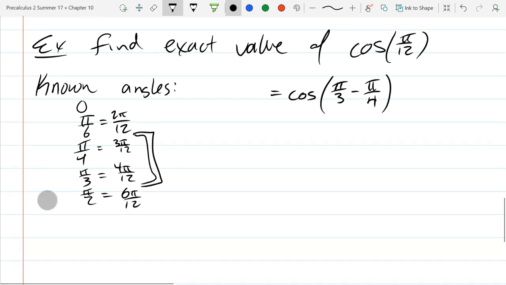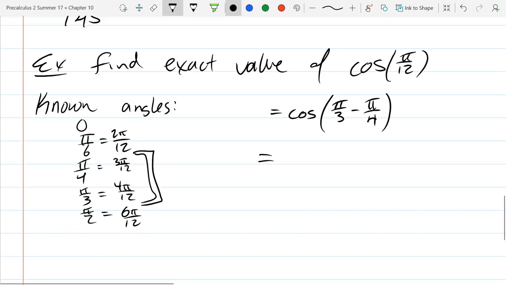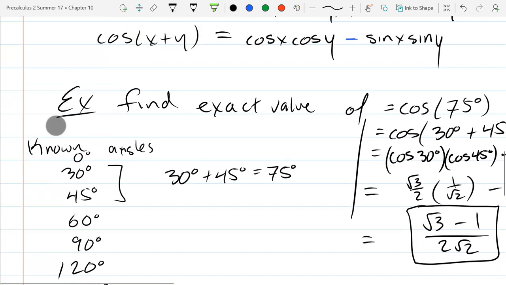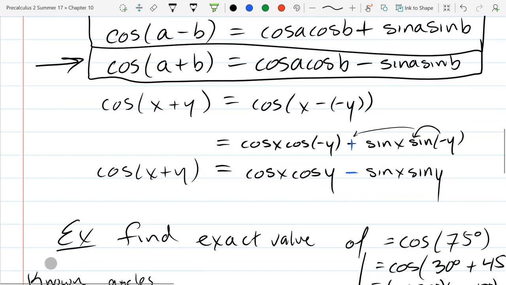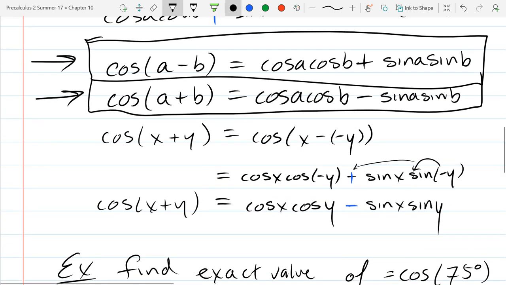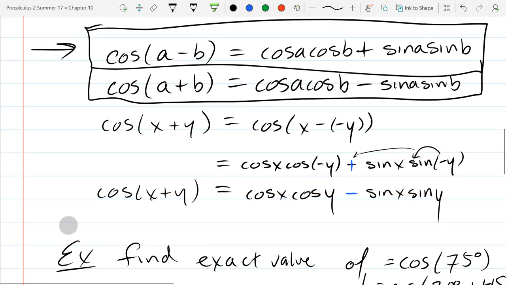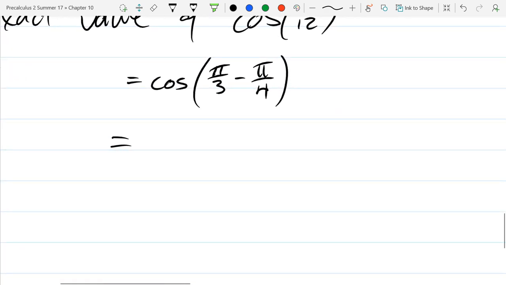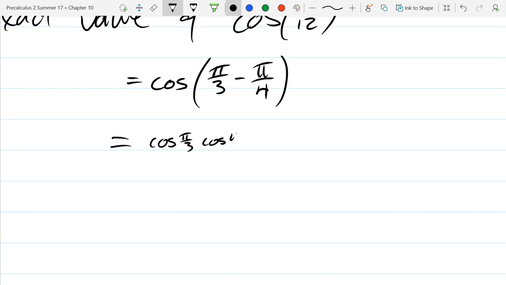So let's go ahead and use the difference formula this time. We used the sum last time. The difference formula is the one on the top right there. So we're going to go with this one. This has a plus in it. So this is cos pi over 3, cos pi over 4, plus sine pi over 3, sine pi over 4.